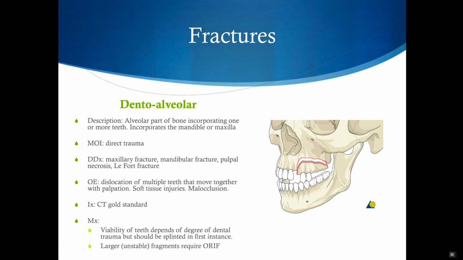On examination, you're looking at essentially the displacement of a number of teeth in a row, where the teeth in fact move together on direct manipulation. You're taking a look for associated soft tissue injuries, intraoral lacerations, and once again, looking for that atypical bite or malocclusion. The investigation here you want to take a look at is a CT. Soft tissue may obviously hold the piece in place, so the CT really gives you the best idea in terms of what extent is involved.